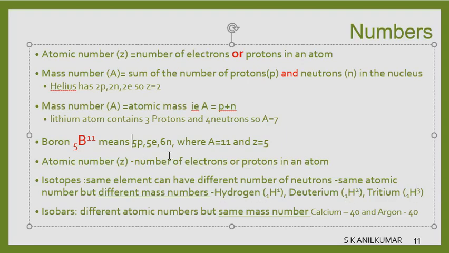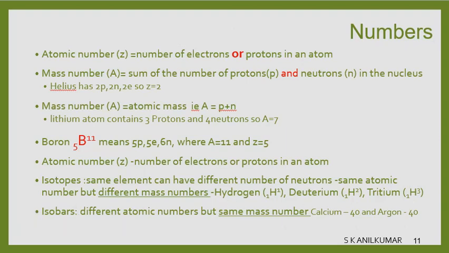And sometimes it may not have a neutron also, right? Isobars. Isobars are different atomic numbers but same mass number. Isotope is different mass number due to changes in the number of neutrons. Isobar is different atomic number but same mass number.